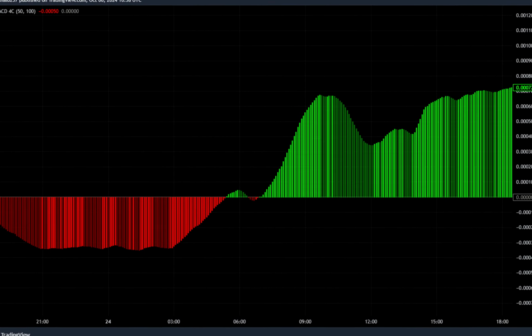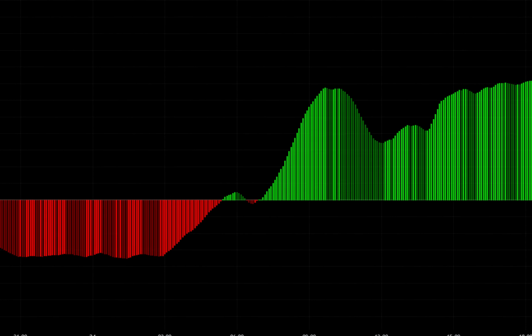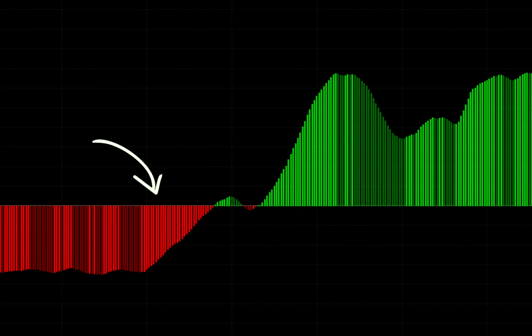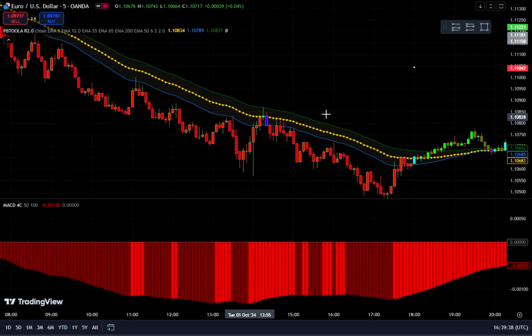This MACD4C indicator will serve as a trend filter. If the MACD bars are green, it indicates a bullish trend, and if they are red, it indicates a bearish trend.